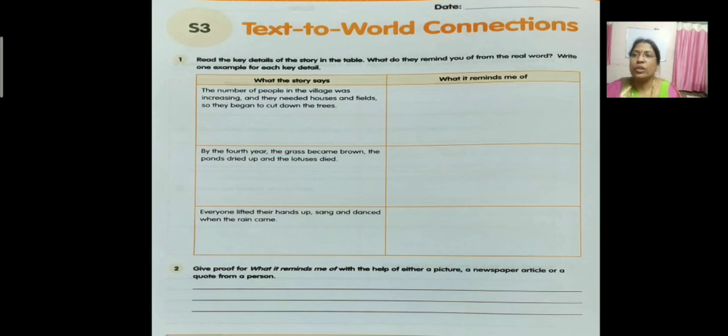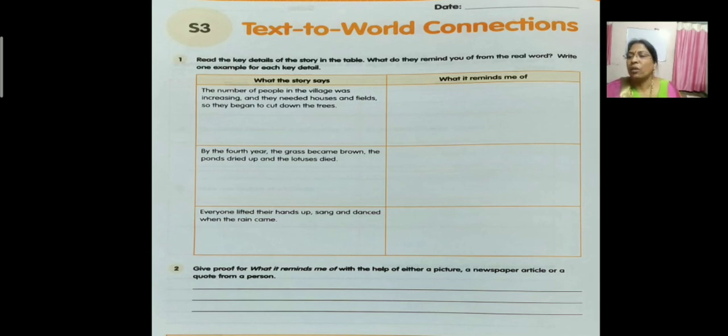Okay, like that. So when you read a certain thing, what does it remind you of? That you can write. It reminds me of, like that you can start. It reminds me of cutting down trees near my grandmother's house or near my grandfather's house. Okay. Now, by the fourth year, the grass became brown, the ponds dried up, and the lotuses died. So when you read these lines, what did it remind you of? Okay, it reminds me of the ponds which dried in my village when I went for summer vacation. Summer vacation, normally you find rivers, pools, everything gets dried off.